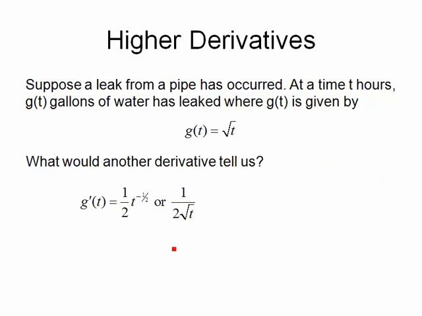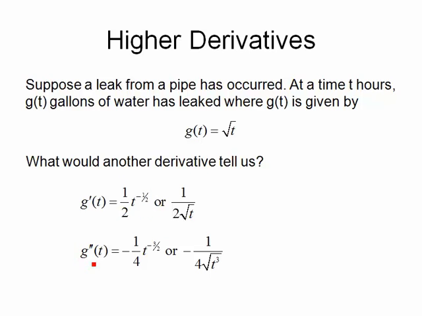So what would another derivative tell us? In other words, if I take the first derivative, which I've already found right here, and I were to take a derivative of that, what would that tell us? So to do that, I need to take my 1/2 t to the minus 1/2 and take the derivative of that using the power rule. To help symbolize that I'm doing two derivatives, I'm going to write that out with 2 primes instead of 1 prime.